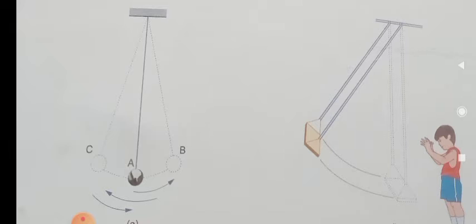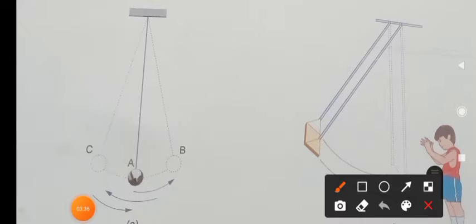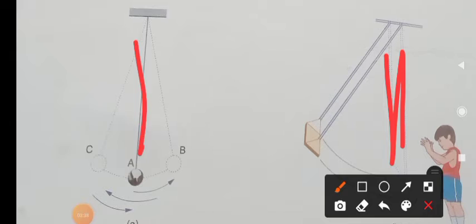Okay. See, have you seen pendulums? Yes, in the olden clocks and all, we have pendulums, no? So they swing. Also the swings which are used in the park. How does it move? It moves from the center position. That center position is called the mean position. Okay, that center position is called the mean position.